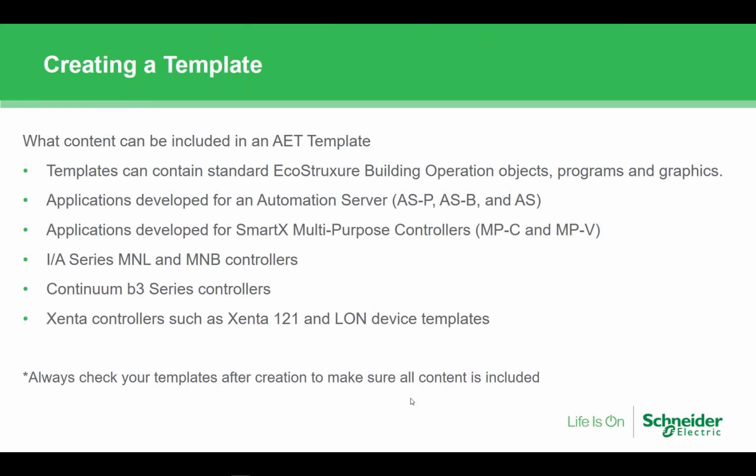Now that we're connected, let's make a template from an existing application that exists in our target server. Creating a template is a pretty simple process, but first, we should identify what content can be captured in an AET template. Templates can be created that contain almost any standard EcoStruxure Building Operation objects, including values, programs, graphics, as well as all the binding information.